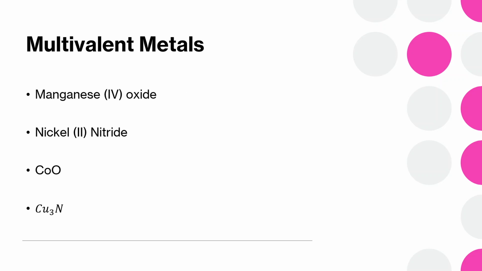So the next scenario we're going to be taking a look at is multivalent metals, and that's when they can have more than one charge. So these are the examples that I'm going to do. Let's start with manganese 4 oxide. That IV is the Roman numeral for 4.